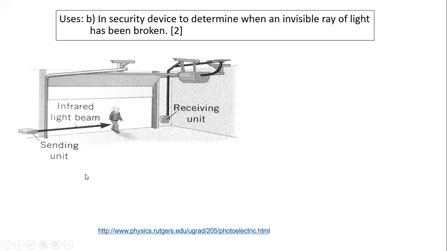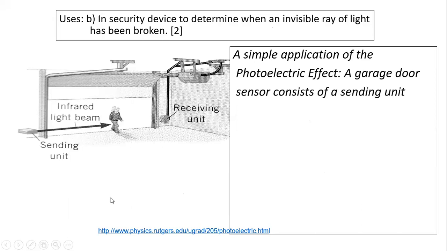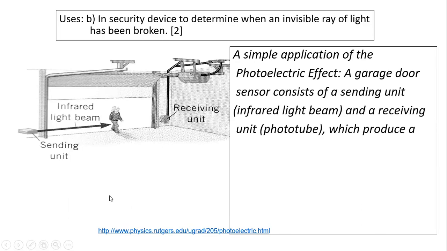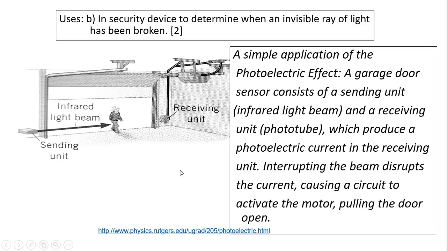The other one you see is used in a garage door, to open the garage door automatically for you. You can also see it used in a shopping complex, where you enter a shop and there's a sound. Same idea, there's the receiving unit and the infrared. As soon as you enter, you cut off the infrared, no current flows, so it will sound an alarm for you.